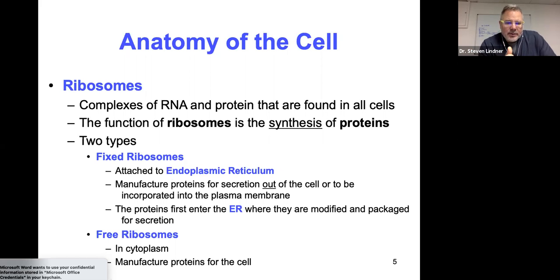So the proteins first enter the endoplasmic reticulum, where they are modified and packaged in a specific way for secretion. The free ribosomes are not fixed to the endoplasmic reticulum. These are just floating around in the cytoplasm, and they produce proteins that are needed for the cell itself, not necessarily to be exported out, but really to be utilized by the cell.